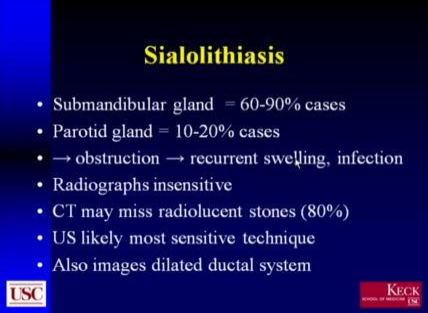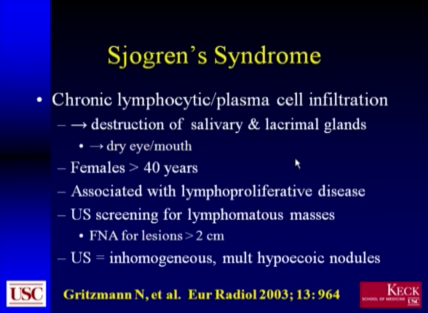Radiographs, which have been said to be capable of finding these stones, are relatively insensitive because many of the stones are radiolucent, about 80%. The same would be true for CT. Ultrasound is probably therefore the most sensitive technique, and also allows imaging of the surrounding dilated ductal system and any particularly dilated or debris-filled areas which could represent abscesses.